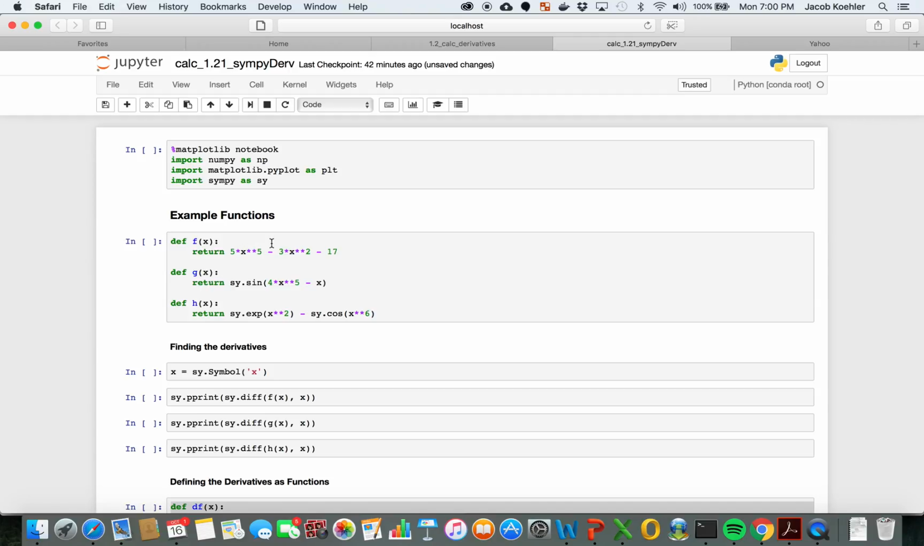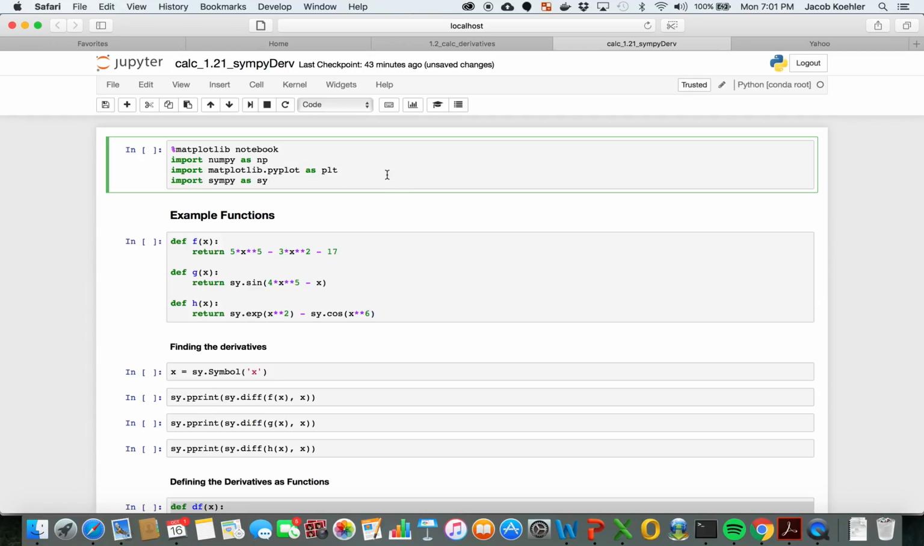Okay, so let's take a look at some calculus stuff. I just want to talk real quick about how to find the derivative, how to evaluate the derivative at a given x value, how to solve for when the derivative equals zero, and finally to plot all of these things.